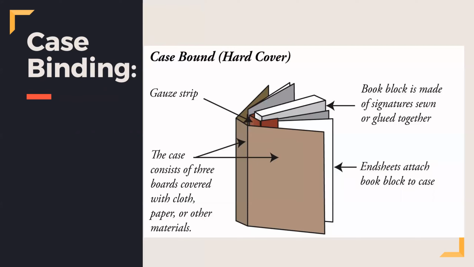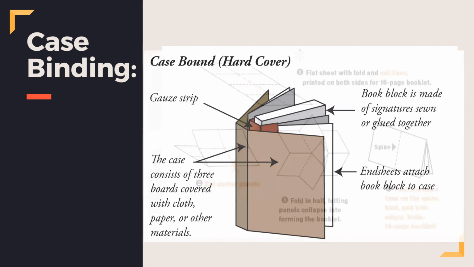The case binding. I'm going to outline the two most common book structures that are made today, the case binding and the perfect binding. This image is an example of a case-bound book. The book is broken down into three major parts, which are the text block, end sheets, and the case. The text block is made up of signatures, which are either sewn, glued, or sewn and glued together.